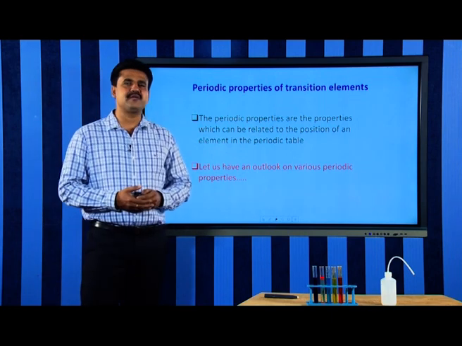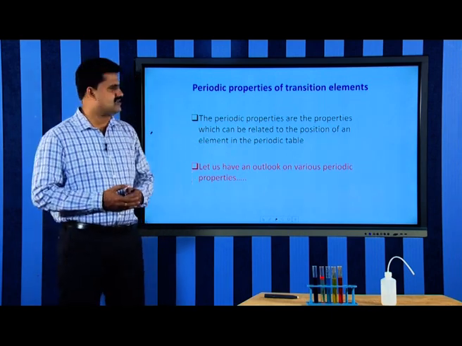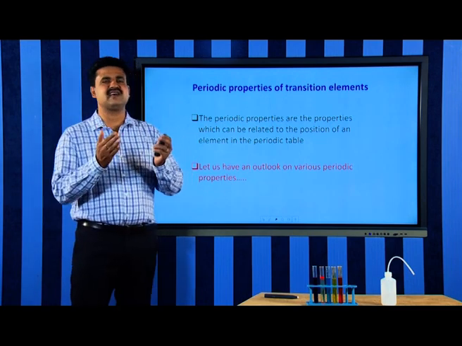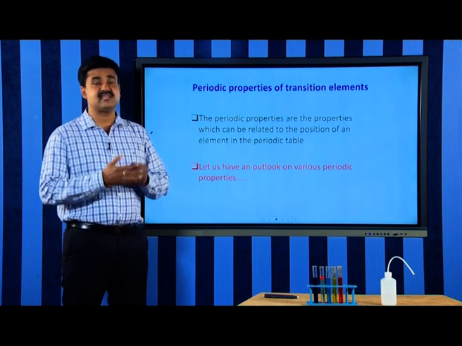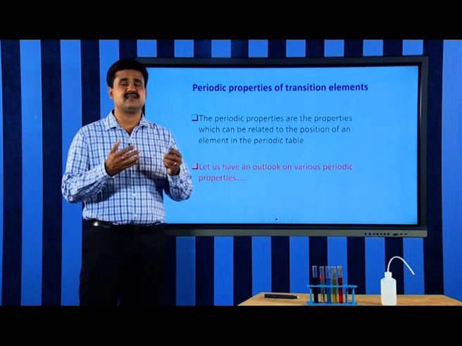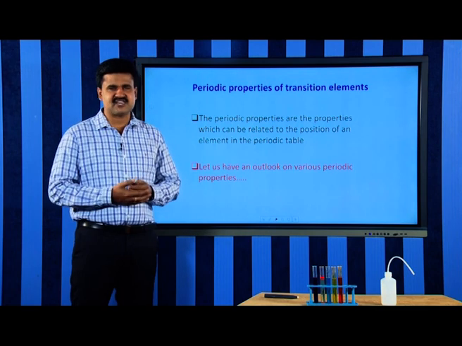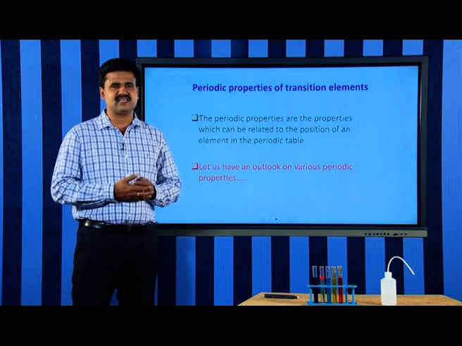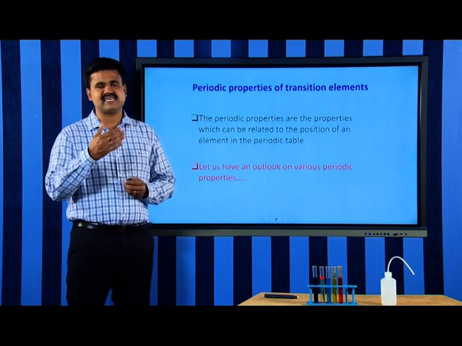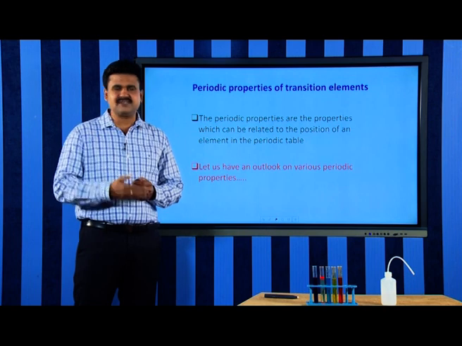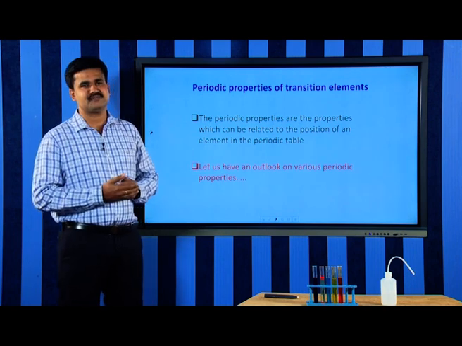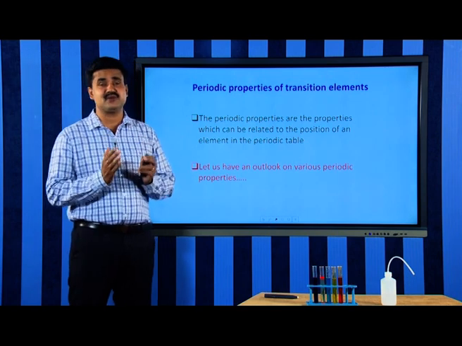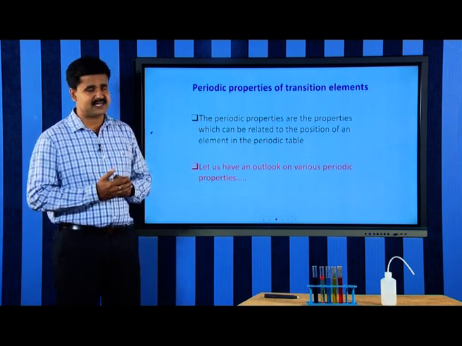Now, periodic properties of transition metals. What do you mean by the term periodic property? We are familiar with the arrangement of elements in the periodic table. There are several properties of elements like size of atom, ionization energy, electronegativity, electropositivity, metallic character, non-metallic character, oxidizing power, reducing power, etc. which can be related to position of the element in the periodic table. A property which can be related to position of the element in the periodic table is simply termed as the periodic property.